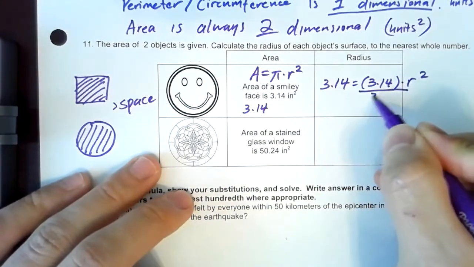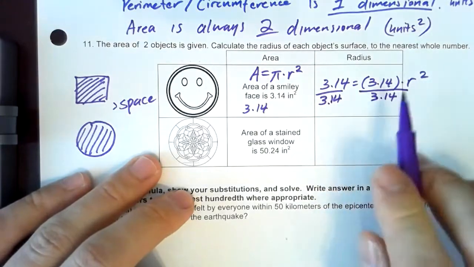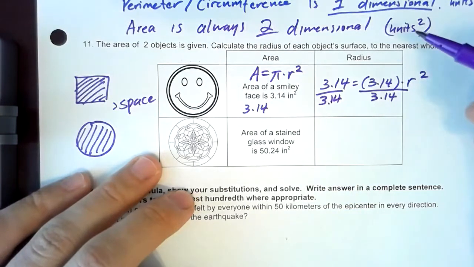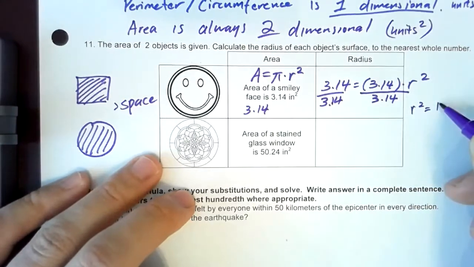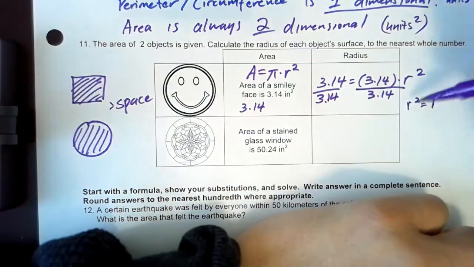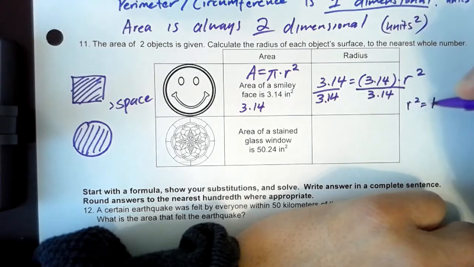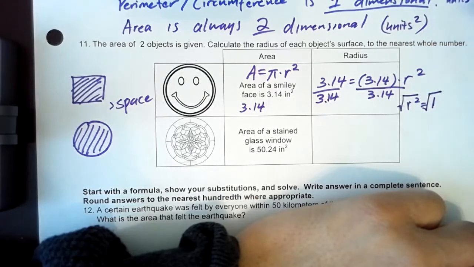So all you have to do is divide both sides by 3.14, and you end up getting r squared isolated. What's funny though is 3.14 divided by 3.14 is 1. So that means what times itself will equal 1, right? r squared equals 1. There's something that we call the square root, and we just apply it to both sides of the equation, and we get r equals 1, and this is inch.